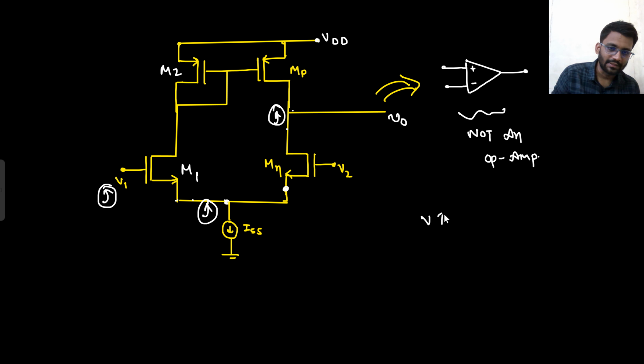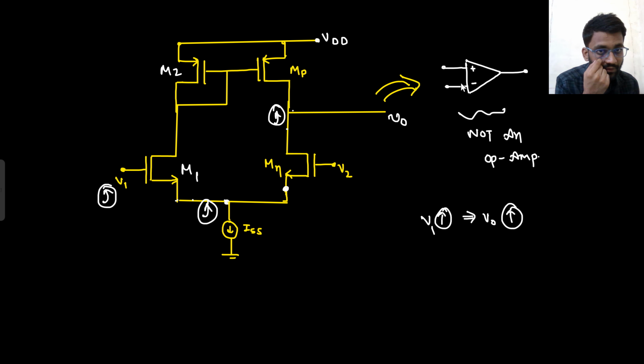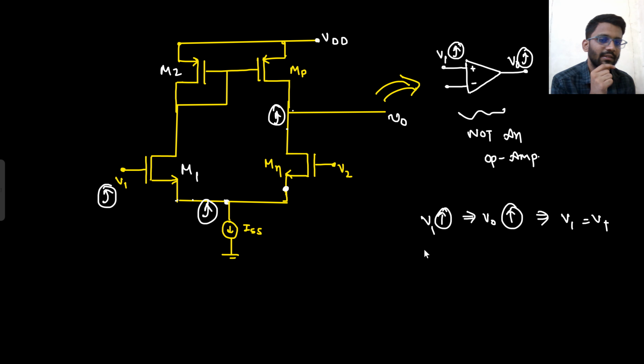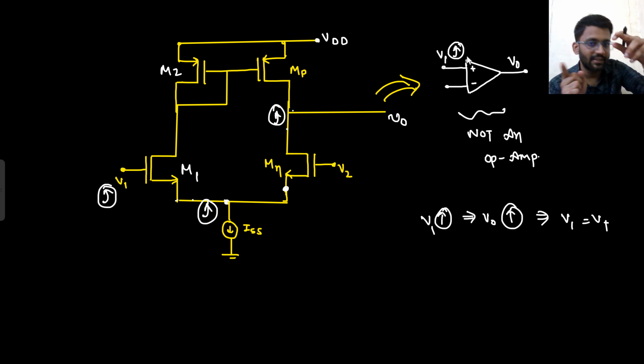If V1 increases, then V0 is increasing. So which should be V1? V1 has to be V positive, right? Why is it so? Because if V1 increases, then output increases. Understood? We studied it in the op-amp that A into V positive minus V negative. So if the positive one increases, if V1 increases, the output should increase.